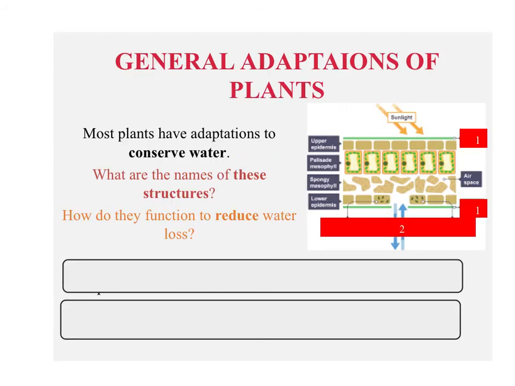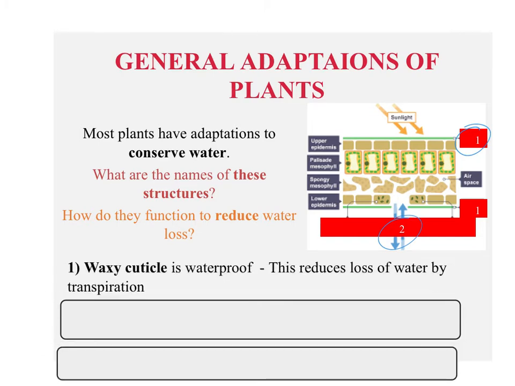Alongside the stomata, most plants also have the following two adaptations. See if you can name them. Number 1 and number 2. What are they? What are they there for? How do they help reduce water loss in a general plant?